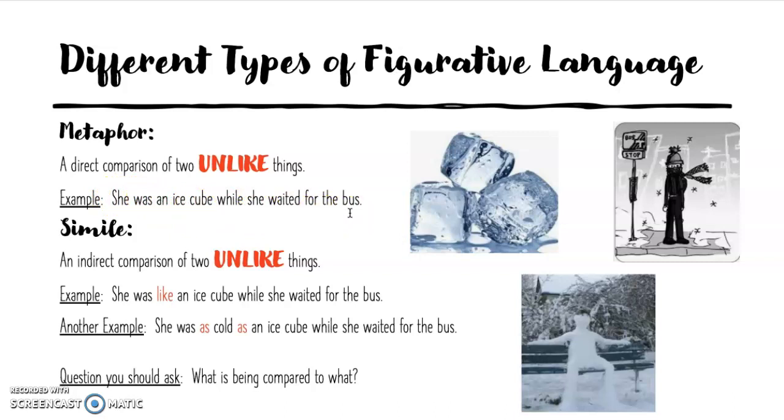Now this is not literal. I do not mean that she is frozen solid and dead. What I do mean is that she's at the bus stop and she is really cold because ice cubes are really cold. So being at the bus stop and being an ice cube just means that she's really cold. That's the meaning underneath this, right?